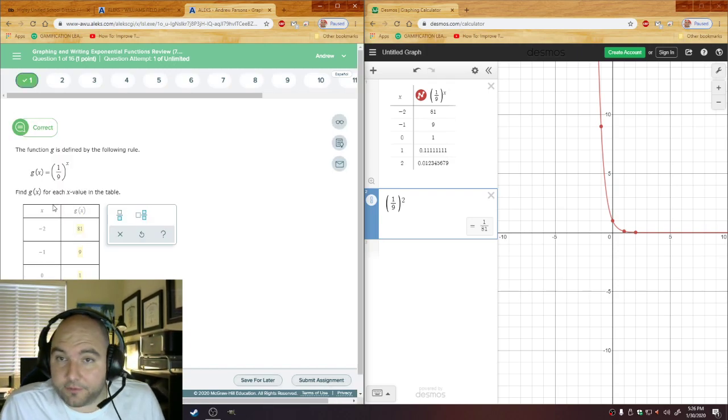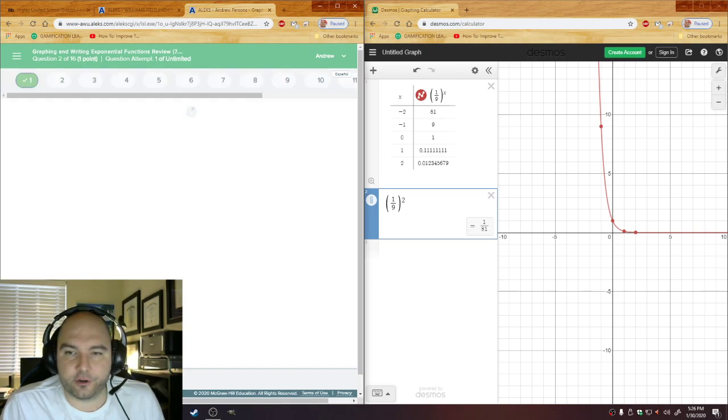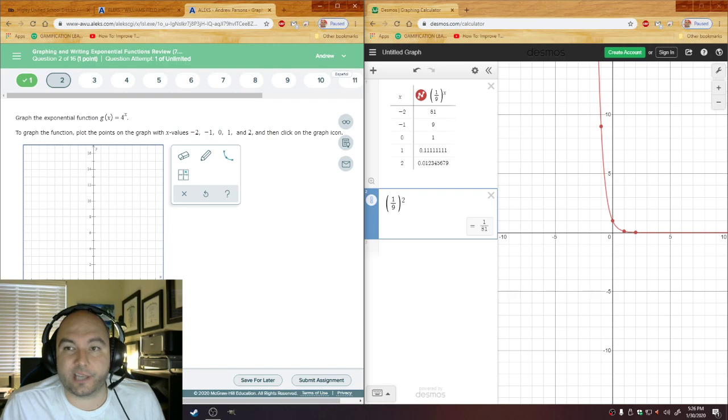So that's it. You're just plugging in 5 different numbers and calling it a day. Now you're going to be doing a little bit more of this when it comes to graphing. So it's good practice to try it on a table first, just to make sure you can make the table. Like question 1 is, can you make a table? Question 2, graph this with these values, and then click on the graph icon there.